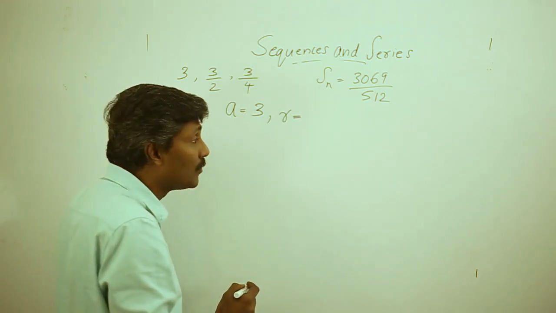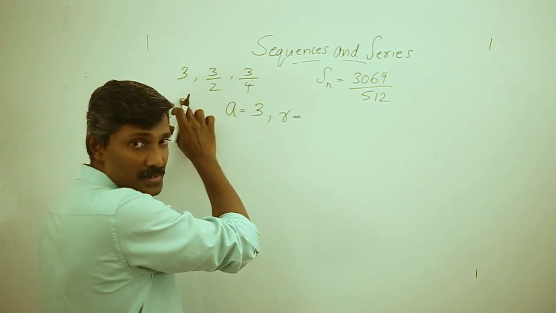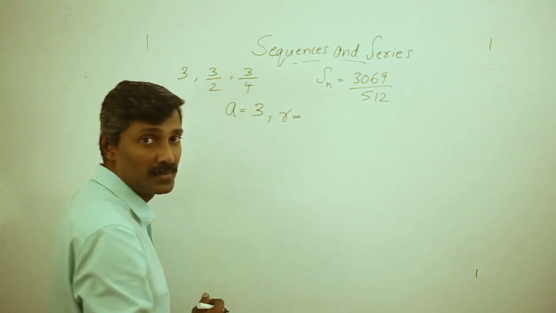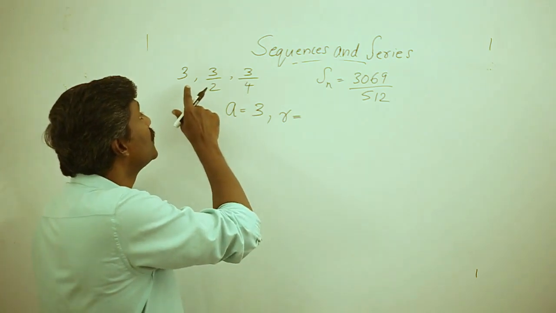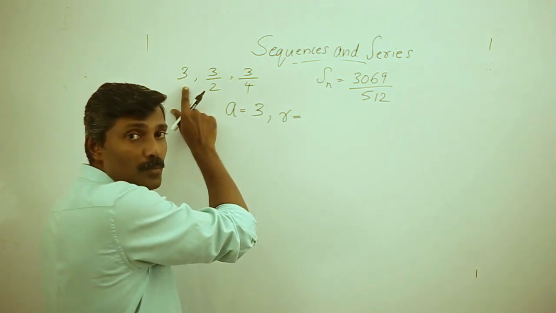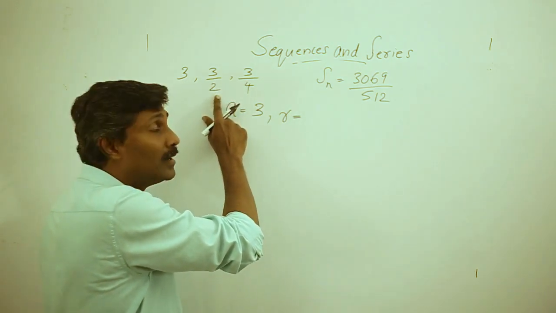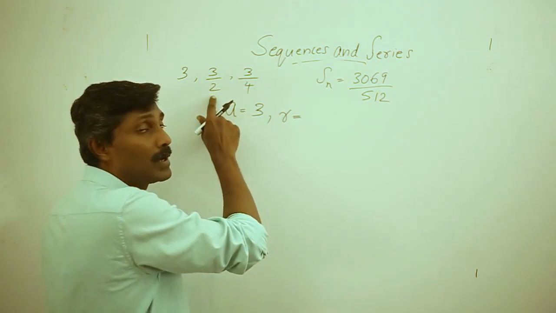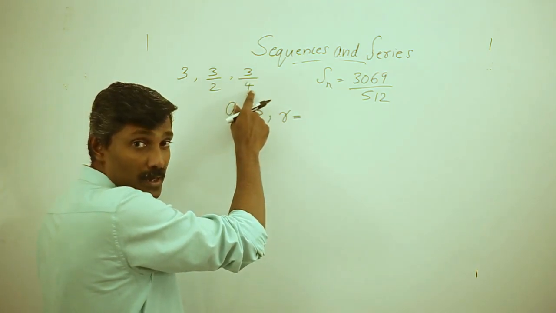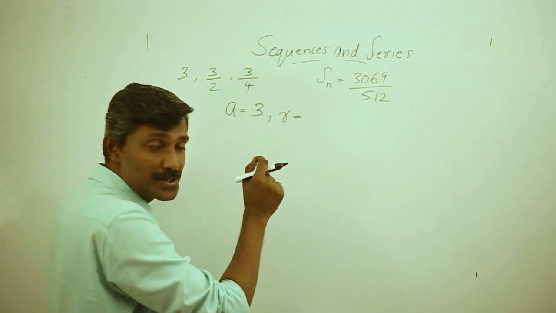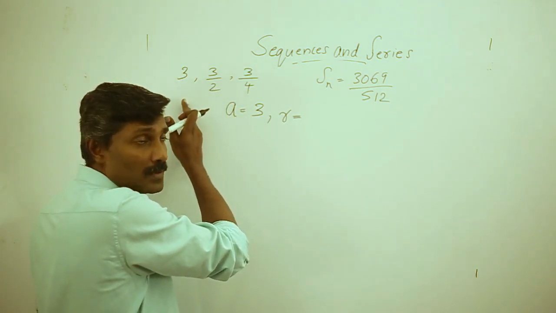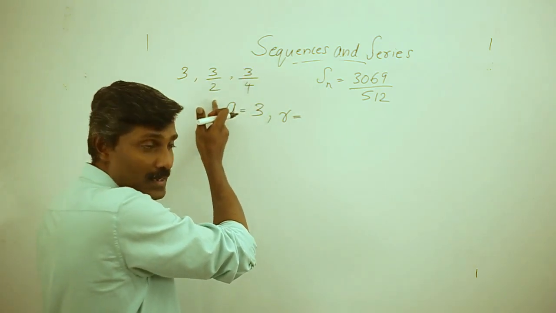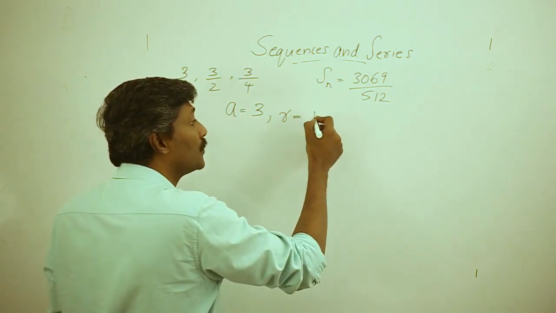The common ratio you get by dividing the second term by the first term. That is 3 by 2 divided by 3, which is nothing but 1 by 2. Because you clearly see that when you multiply 3 by 1 by 2, you get 3 by 2. Again you multiply this term by 1 by 2, you get 3 by 4. Right? So the common ratio is 1 by 2. Either you divide the second term by the first term or the third term by the second term, both will give you R equal to 1 by 2.